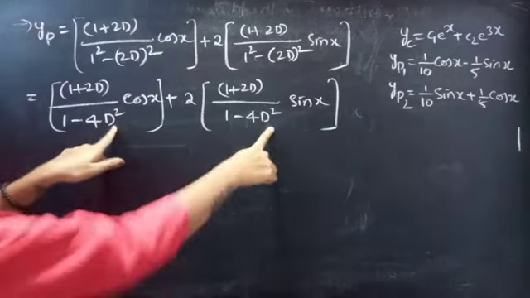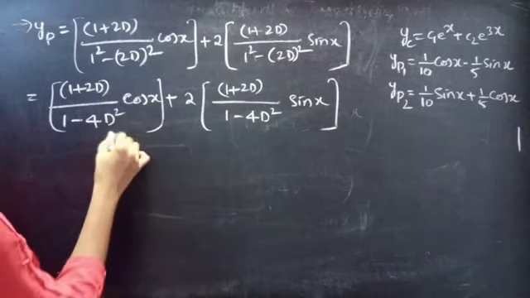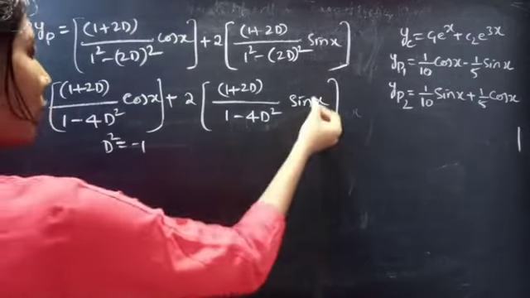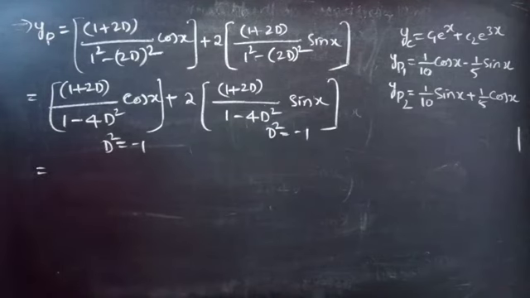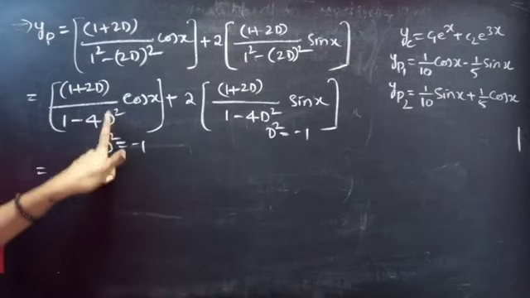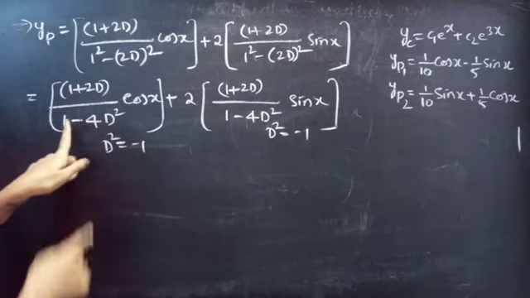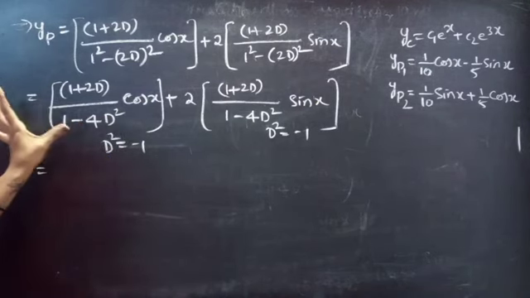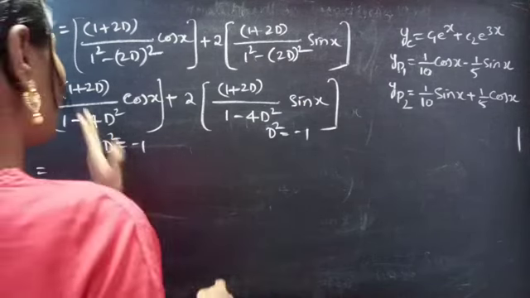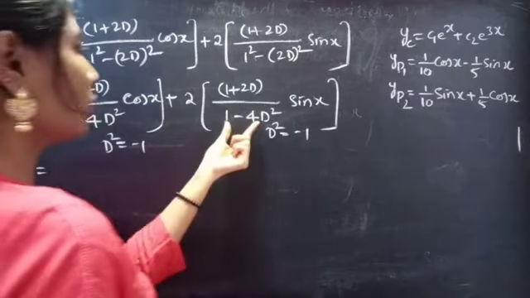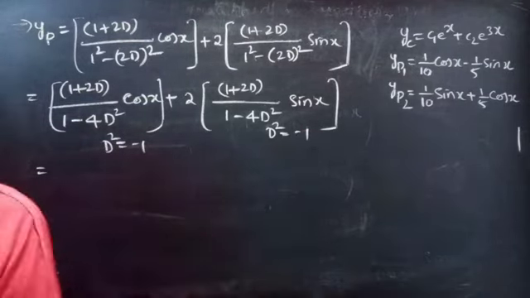Again d square appears in the denominator, right? So here we have a equals to 1, then we'll get d square equals to minus 1. Here also we have a equals to 1, so d square will be minus 1, right? By replacing d square we'll get minus 4 into minus 1, which is plus 4, and 1 plus 4 is 5, which is non-zero. By replacing d square we'll get a non-zero term in the denominator, so we can just replace d square directly here. And here also we'll get the same thing, because we are having 1 minus 4d square and d square equals to minus 1.